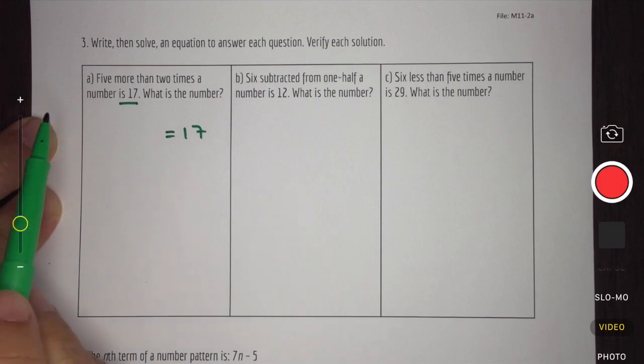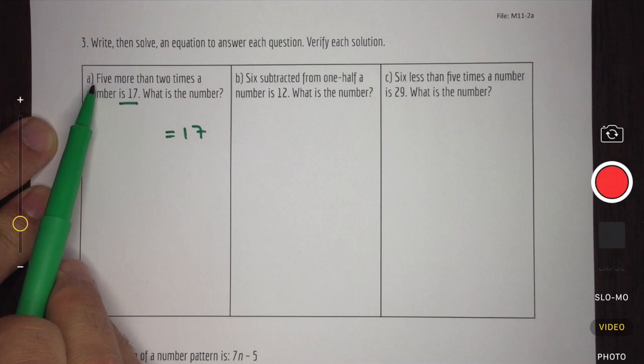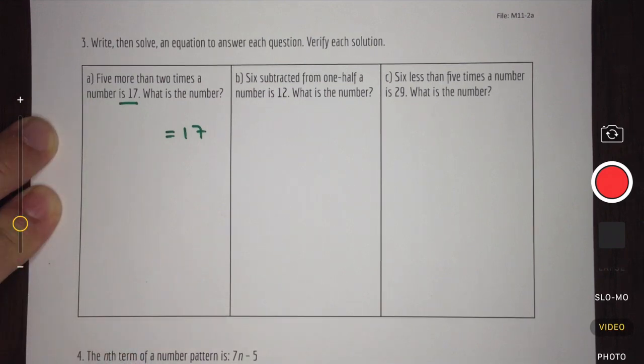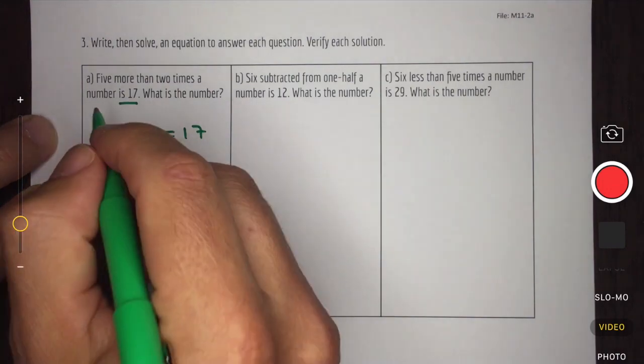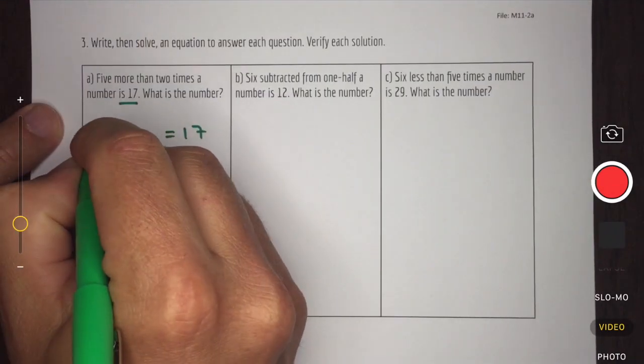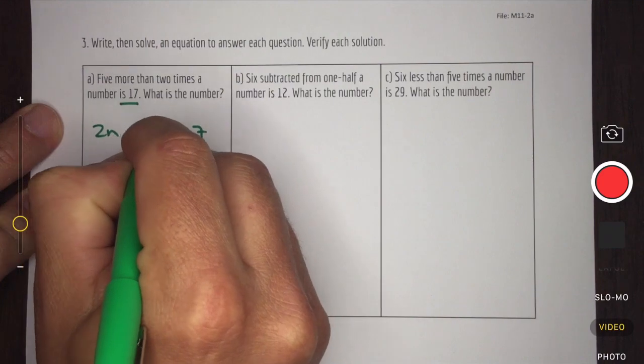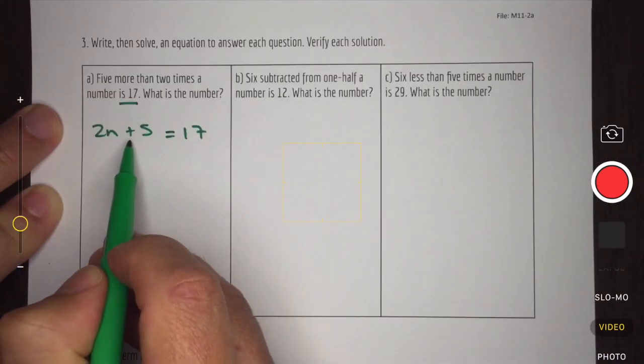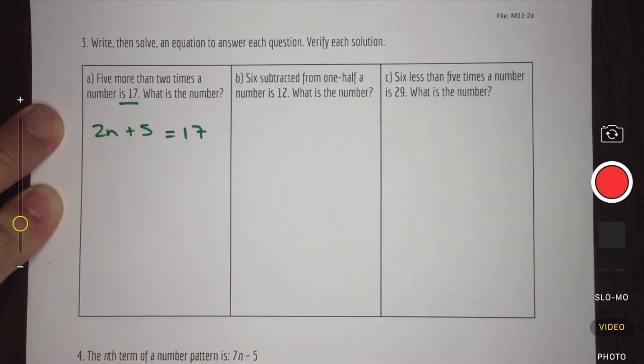When we take a look at the first part of our sentence where it says 5 more than 2 times a number, that 5 more means that we are adding onto 2 times a number. So that plus 5 is coming after the 2 times a number. So we have to make sure that we organize this as 2n plus 5. This is telling us that we have 5 more than 2 times a number.